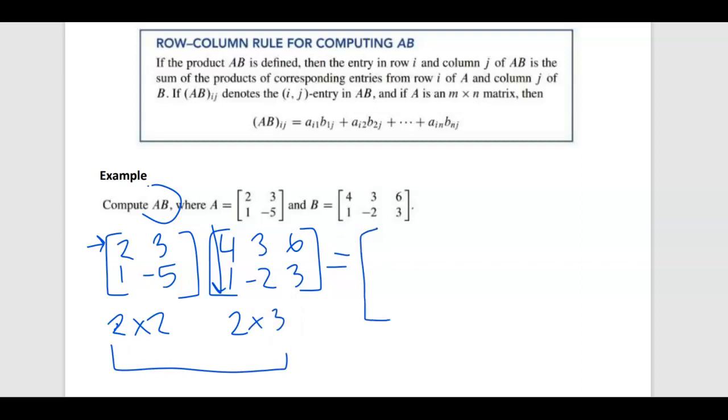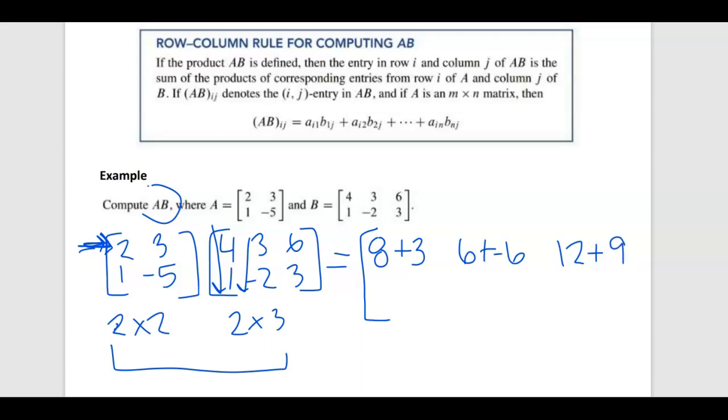And so that first piece is 2 times 4 plus 3 times 1. Then I go to the next column, this row times this column. So 2 times 3, 6, plus 2 times negative 3, negative 6. Last column: 2 times 6, 12, plus 3 times 3, which is 9.